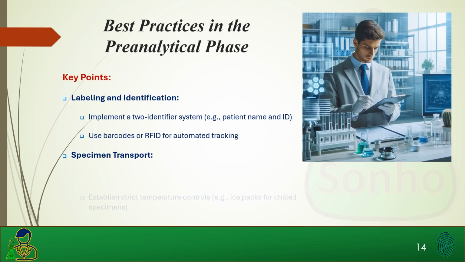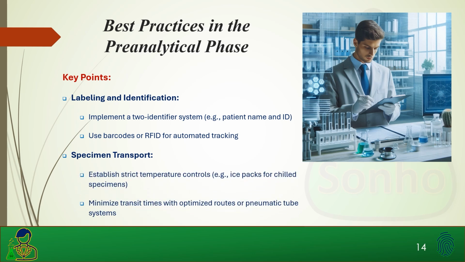And then specimen transport. Establish strict temperature controls, ice packs for chilled specimens, and minimize the transit times with optimized routes or pneumatic tube systems. So if your laboratory is within the clinic, then you can have tube systems, like the old mail chutes, and you can get the samples there. Or if you have a centralized lab and you have samples coming from multiple clinics, it's important to make sure that the samples are getting to the laboratory as fast as possible. In many instances, especially blood, you have to be there basically as fast as you can.